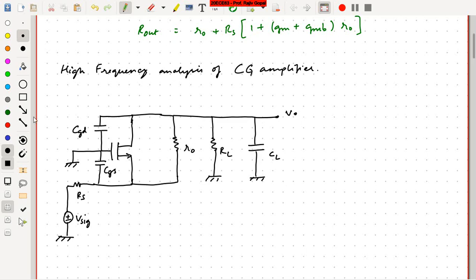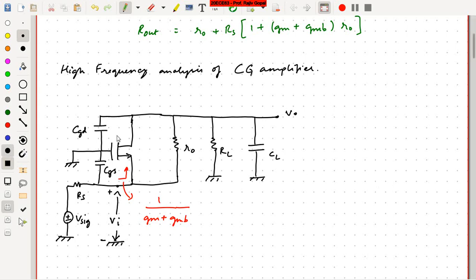So in the last class we saw the impedance which you see in this direction, that is 1 by GM plus GMB. This we have derived in the last class: the impedance seen looking into the source side of the MOSFET is 1 by GM plus GMB. The voltage seen at this point, I will call it VI.